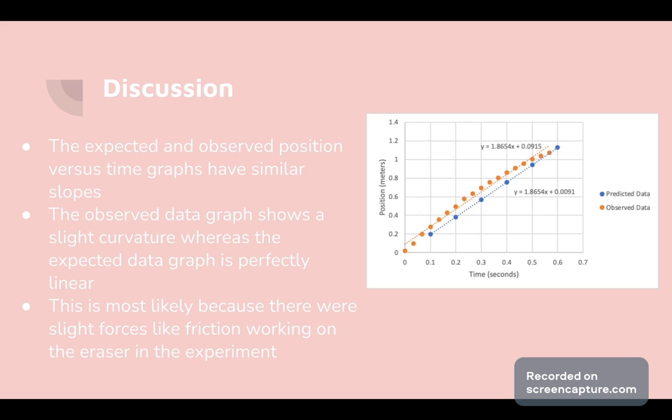Here the observed and predicted models are seen side by side on the same graph. The slopes are the same, although the predicted data is shifted a bit to the right of the observed data. Additionally, the observed data has a slight curvature, while the predicted data is linear. This is most likely due to the fact that the net force on the eraser was not 0 during its entire motion, as we cannot control the force of friction on the object in this scenario.